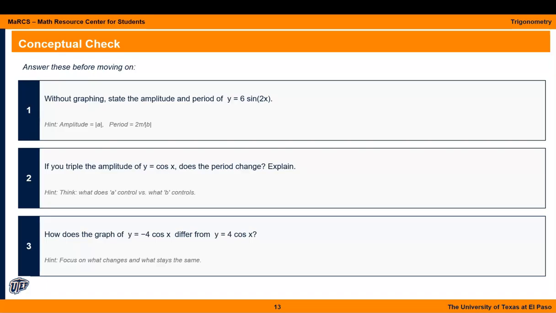At this point, you should be able to identify amplitude and period just by looking at an equation. You should also understand how changes in a and b affect the graph. This foundation is important before we move on to more complex transformations.